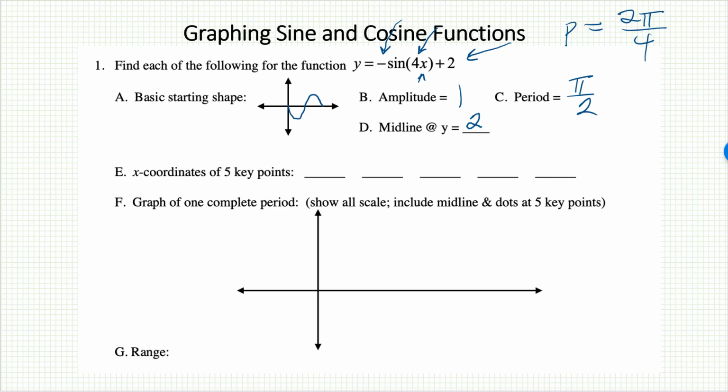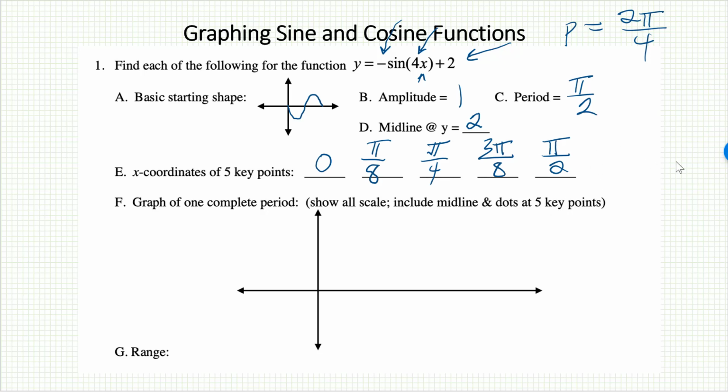How about the x coordinates of the 5 key points? Well, that's the same as always. We start at 0. We end at the period. We can cut the period in half to find the middle number. Half of pi over 2 would be pi over 4. We can cut that in half to find the next number. Half of pi over 4 would be pi over 8. Now I know I'm counting by pi over 8s. So 0, pi over 8, 2 pi over 8, and 3 pi over 8 for that missing spot. The next one would be 4 pi over 8, which reduces to pi over 2. So we've got all those filled in.